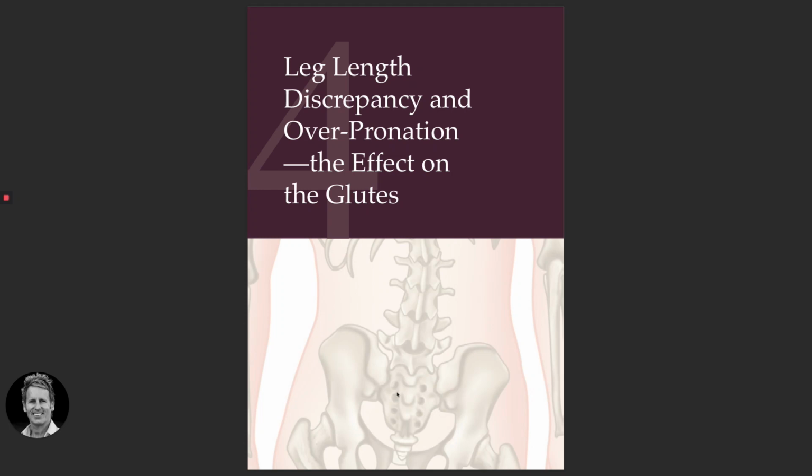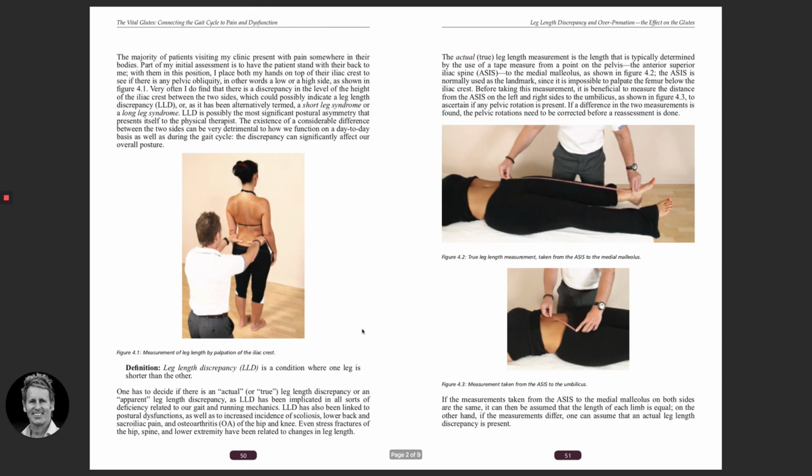What we're going to cover in this one will be all about leg length discrepancy, and I'll also discuss overpronation and the effect on the gluteal muscles. So let's move on. You might want to have gone through this already, so you might have printed it out or just read it. Now you're ready for me to discuss some of the images.